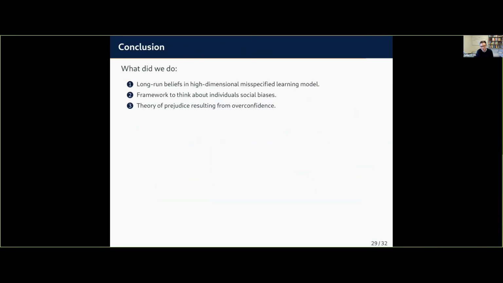So what did I do? We presented a model of long-run beliefs in a high-dimensional misspecified learning model. We used this mathematical result to build a framework to think about biases of individuals in society. And what we found in this framework is that overconfidence and the prejudice coming from it through rational learning can actually explain patterns in the data which are hard to explain for other theories.